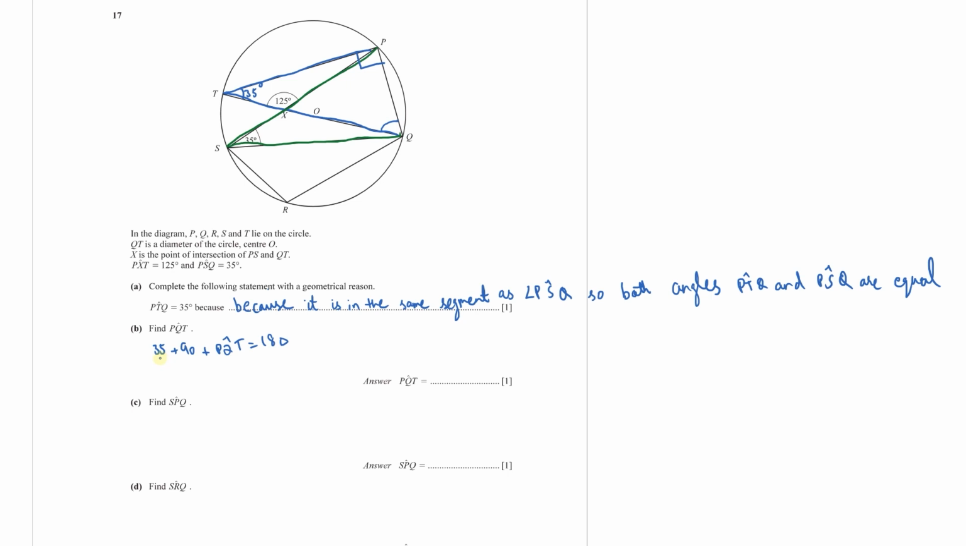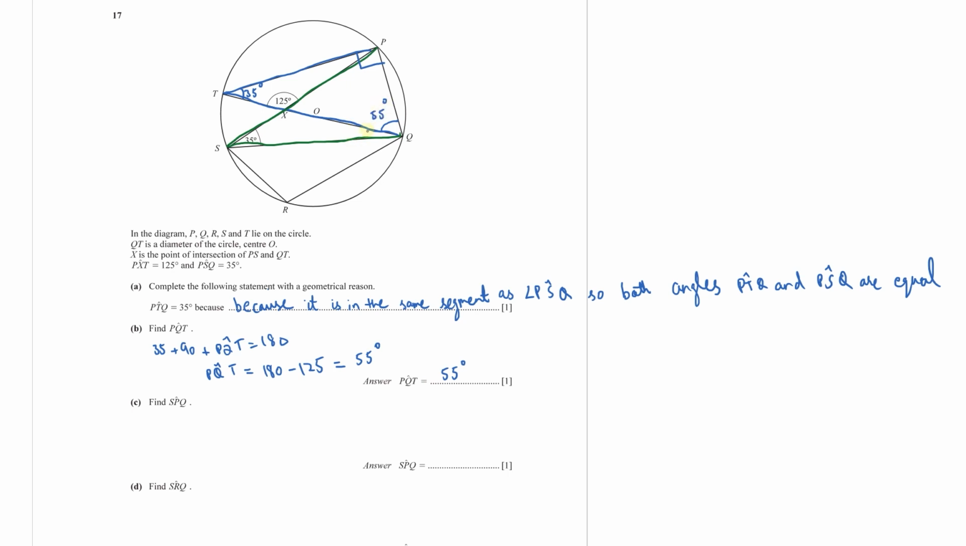90 plus 35 is 125. So angle PQT is equal to 180 minus 125, which is equal to 55 degrees. So your angle PQT is 55 degrees. So this is 55 degrees.